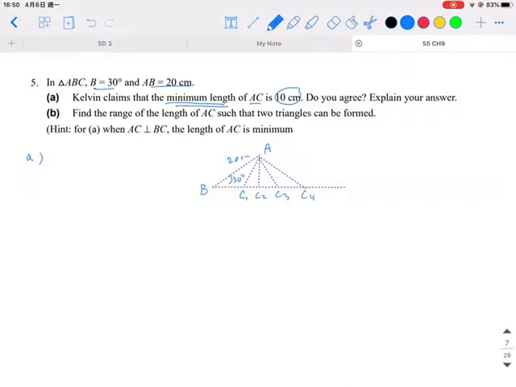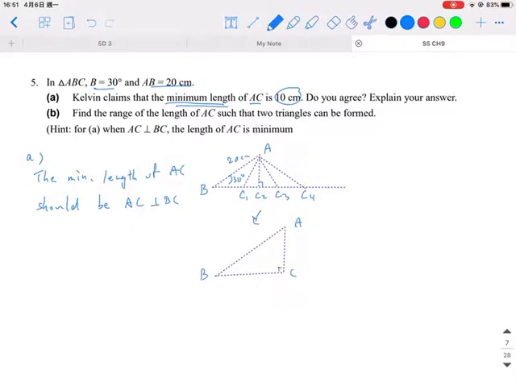AC is the shortest when AC is perpendicular to BC, then the length of AC should be shortest. Therefore, referring to the graph, we can conclude that the minimum length of AC occurs when AC is perpendicular to BC. That means we can consider a right angle triangle, like this. A here, C here, and B here. So it is easy to find the value of AC.